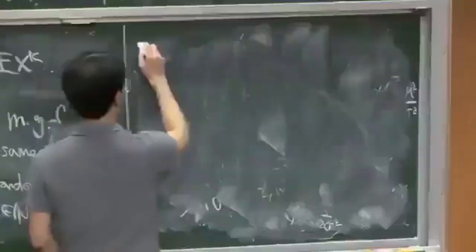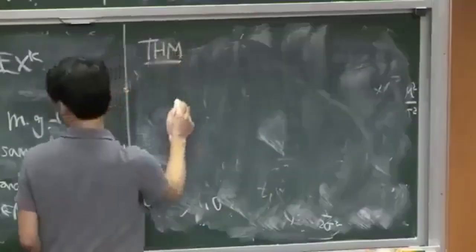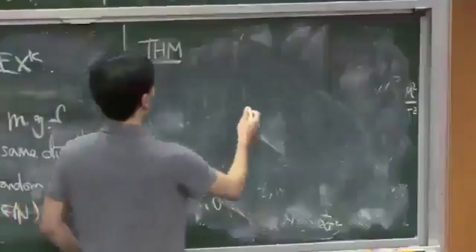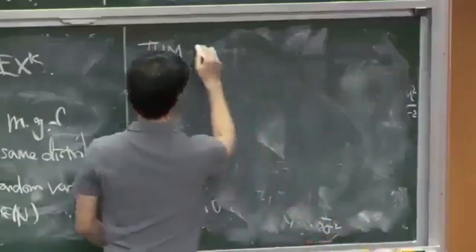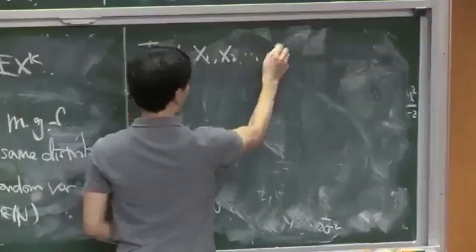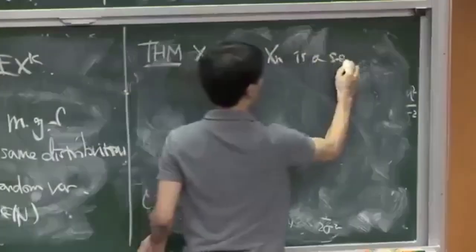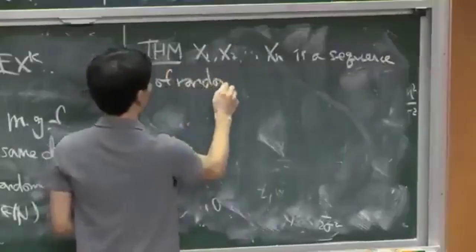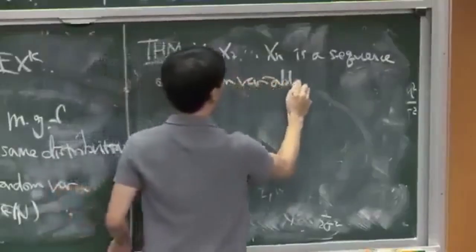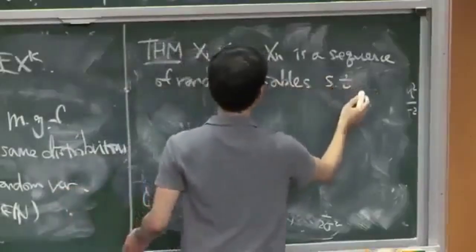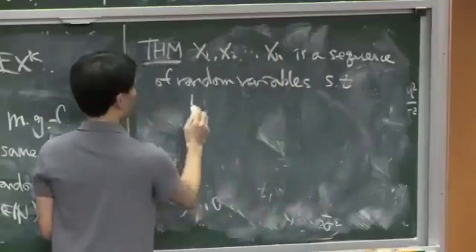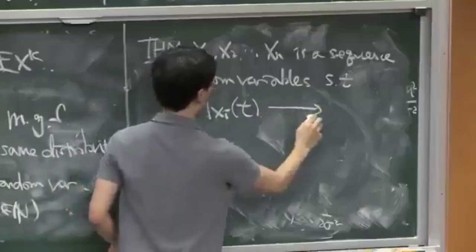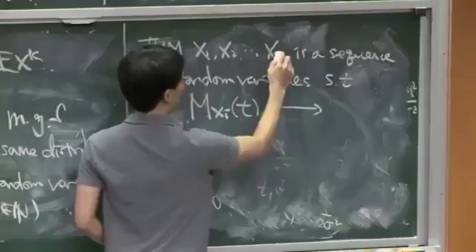Another thing that we will use later is a statement really similar to that, but it says something about a sequence of random variables. So if x1, x2, up to xn is a sequence of random variables such that the moment generating function exists and it converges, it goes to infinity.